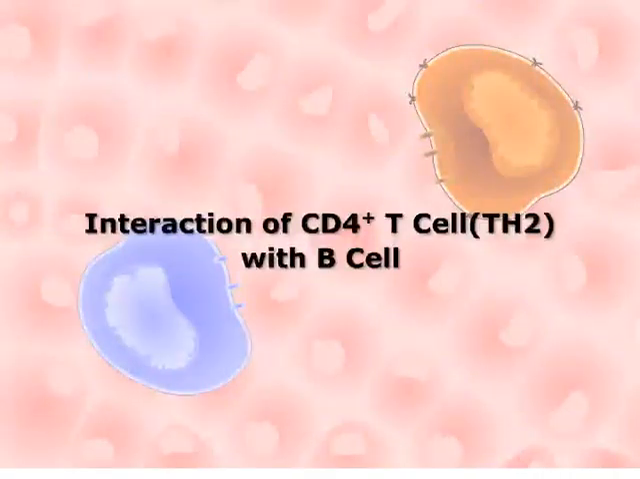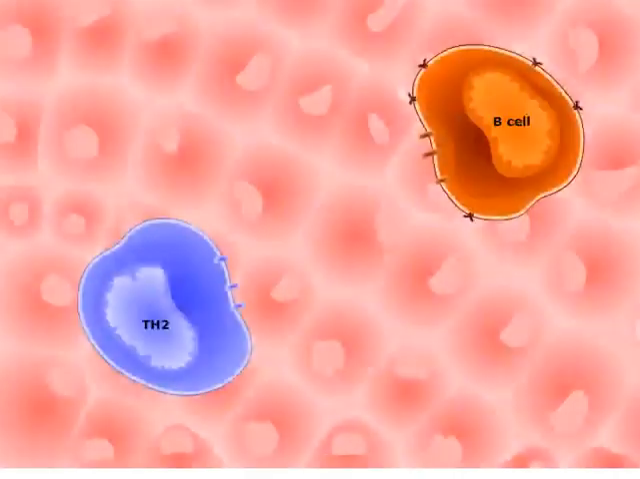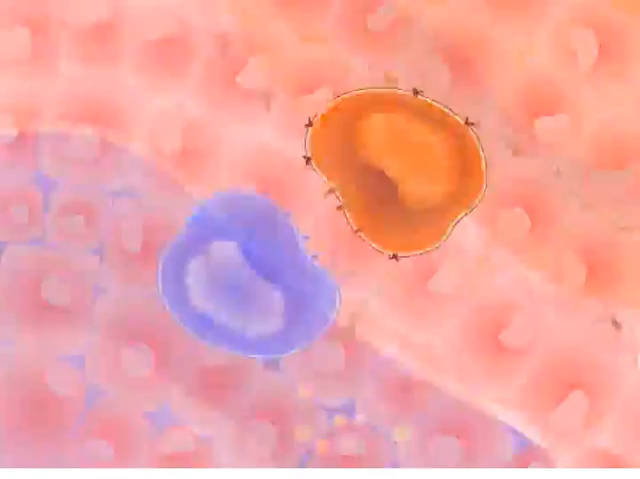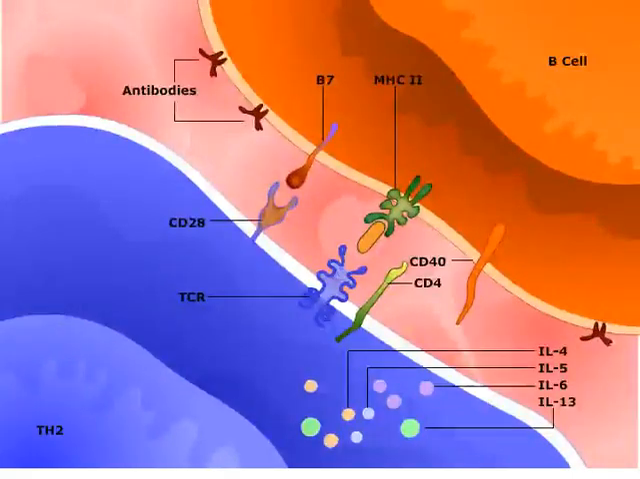Now, let's proceed with the interaction of the CD4 T helper 2 cell with B cells. CD4 T helper 2 cells only activate those B cells that recognize the same antigen as they do. When a B cell presents a specific antigen recognized by a T helper 2 cell, the bond between the two cells is strengthened. The B cell becomes cross-linked to the T helper 2 cell.